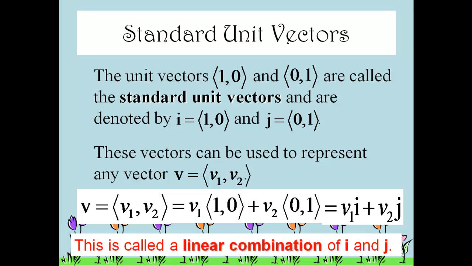Also, you'll hear the book call this a linear combination. So if it says find the linear combination, they're asking you basically to write your solution in terms of this i and j unit vectors.